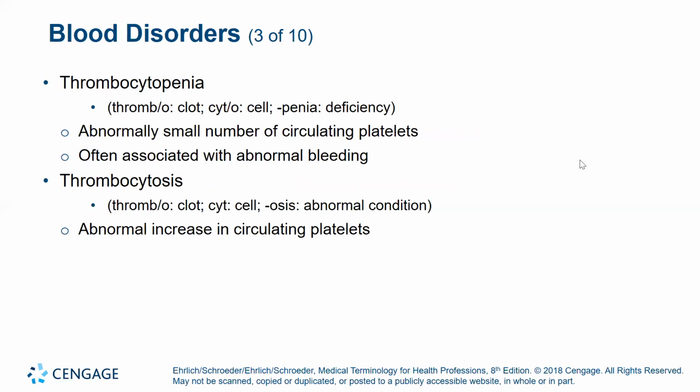We have thrombocytopenia, an abnormally small number of circulating platelets, often associated with abnormal bleeding. We have thrombocytosis, an abnormal increase in circulating platelets. And both of those terms you can break down. You can see the first one, thrombocytopenia: thrombo is clot, cyto is cell, penia is deficiency. And then the second term, thrombocytosis, is thrombocyte, cell, and then your osis would be your abnormal condition.